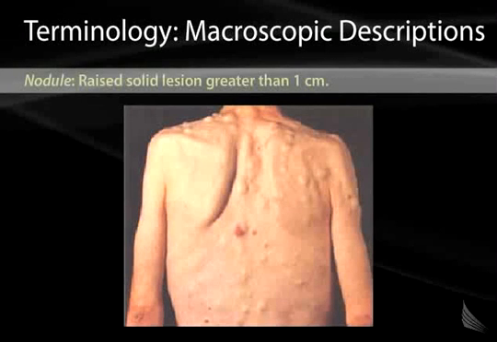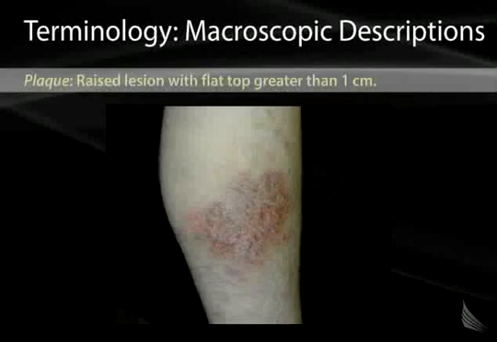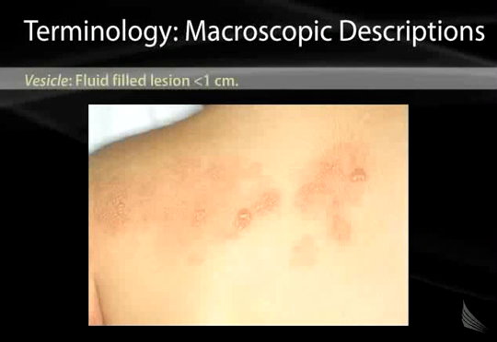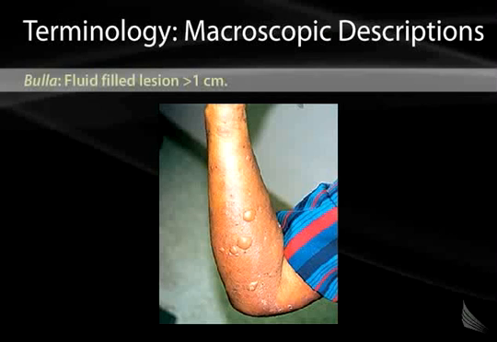This is to be distinguished from a plaque, which we will talk about in a moment. A plaque is a raised lesion with a flat top greater than 1 centimeter in diameter. A vesicle is a clear fluid-filled lesion less than 1 centimeter in diameter. It is distinguished from a pustule. A bulla is a clear fluid-filled lesion greater than 1 centimeter in diameter.